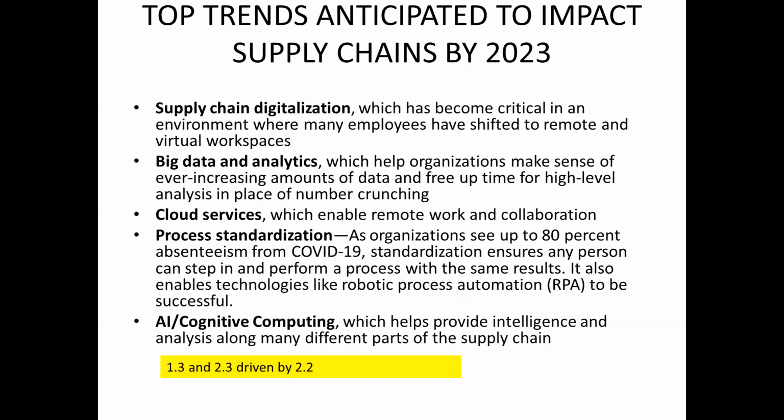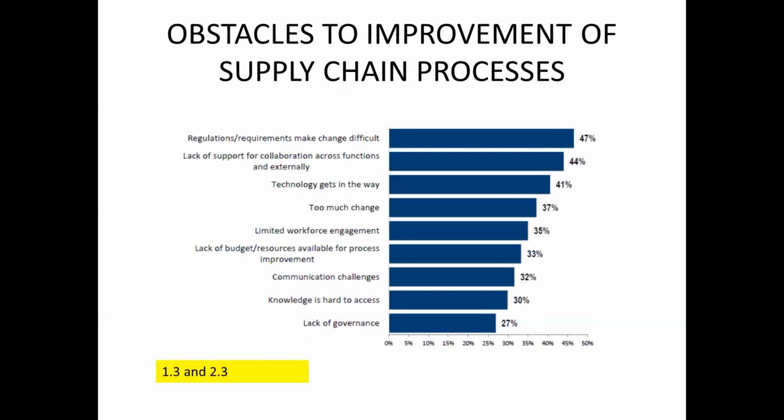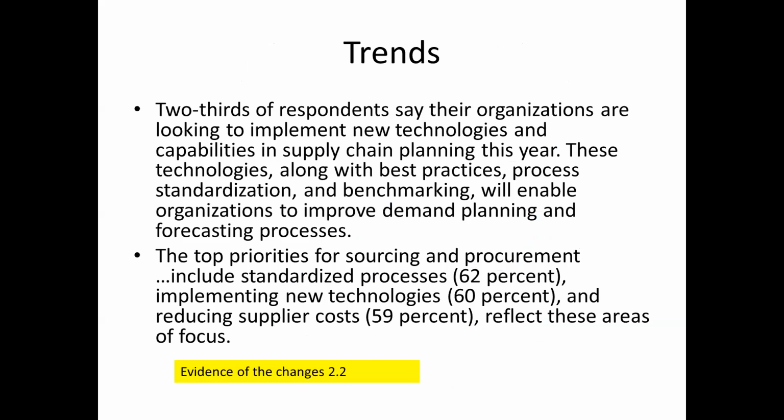We did the top trends: digitalization, cloud services, 1.3, 2.3, 2.2, obstacles, regulations, technology, communication, pretty straightforward. Trends, companies are looking to implement new technologies, 2/3 of them. Top priorities were to put in sourcing, new technologies and reducing supply costs.